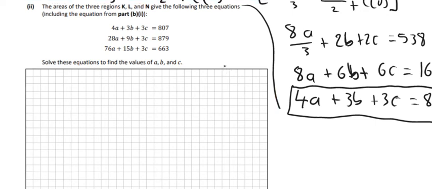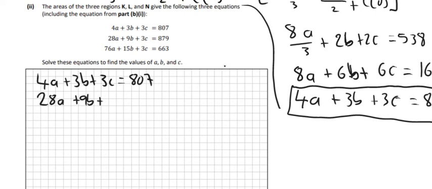So let's just write down the top two equations. So 4a plus 3b plus 3c equals 807, and then 28a plus 9b plus 3c equals 879. So let's just take one away from the other now.